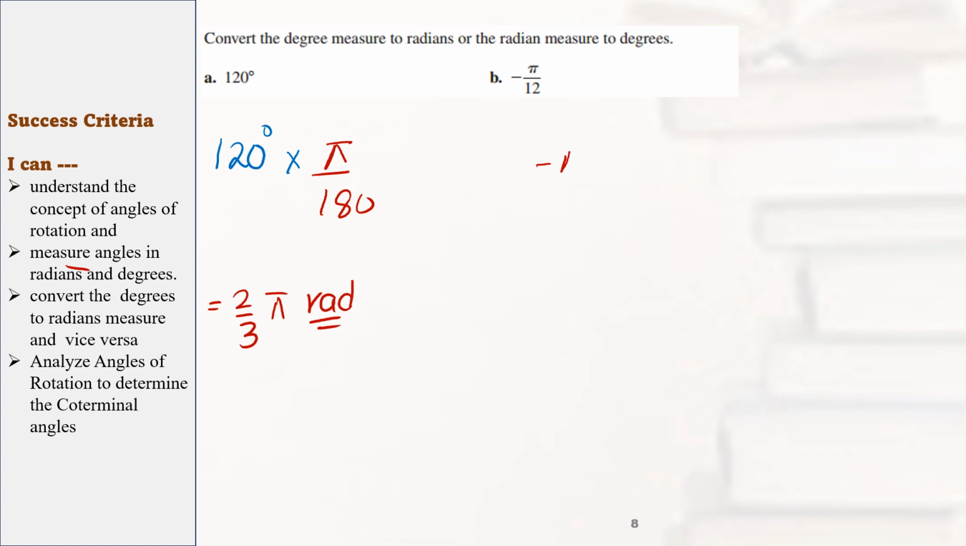Now here we have negative pi over 12. If pi is given, it means they already gave it in radian measure, so I have to convert into degrees. To convert into degrees, I have to multiply by 180 over pi. If I calculate it in the calculator, remember that I will get negative 15, and don't forget to put the sign of the degree.